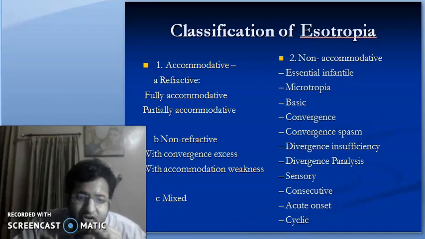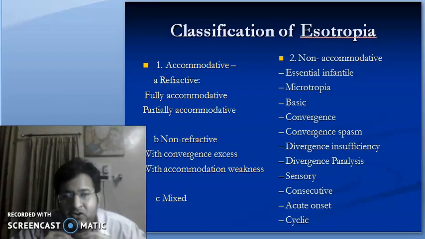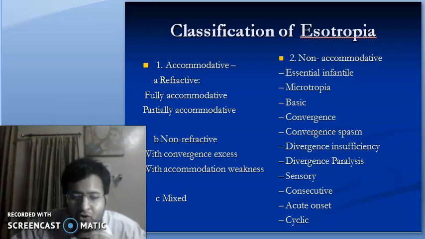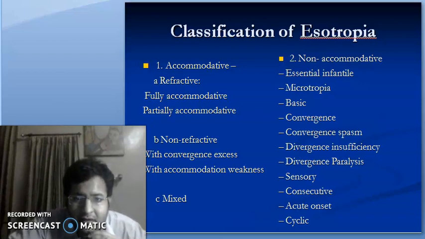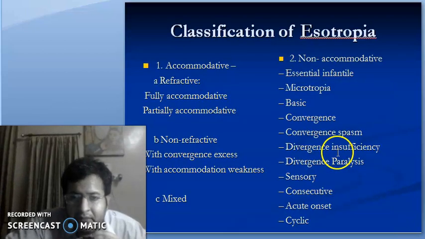The refractive causes of accommodative esotropia can be fully accommodative esotropia or partially accommodative esotropia. Partially accommodative means it is related partially to accommodation and partially to a non-accommodative cause. What are the non-accommodative causes of esotropia? They can be classified as essential infantile esotropia, as we saw in this image.